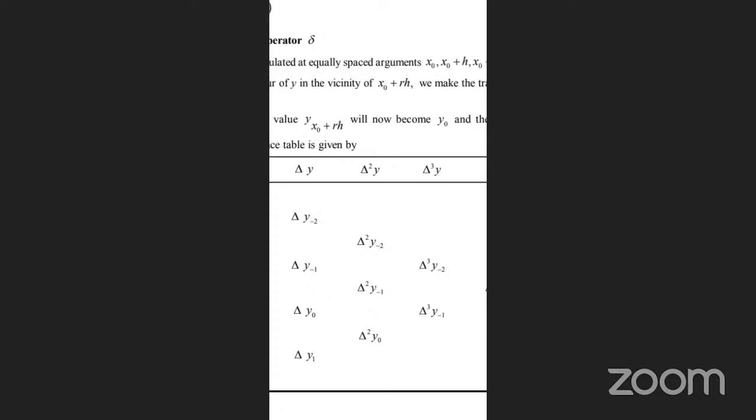Delta y is the first difference: del y_{-2}, del y_{-1}, del y0, del y1, taking the minus values here. And del square y_{-2}, del square y_{-1}, del square y0, and so on. We are taking the values here, del square y0, del square y1. So therefore we are finding how to obtain those values. Now I am moving to another problem.